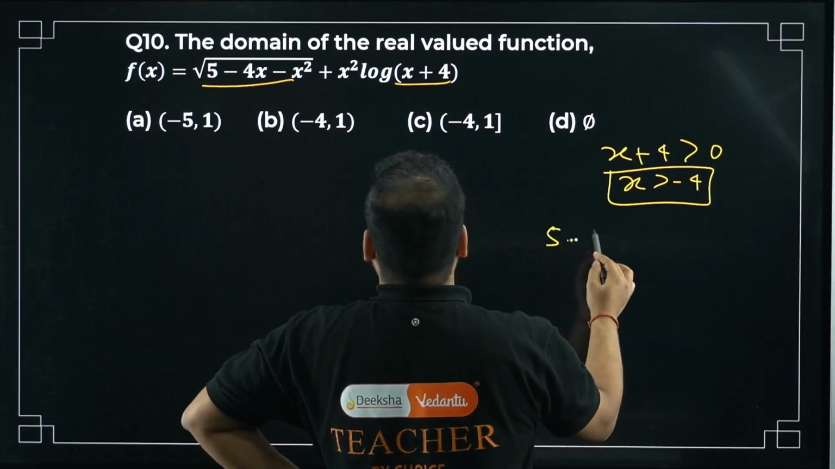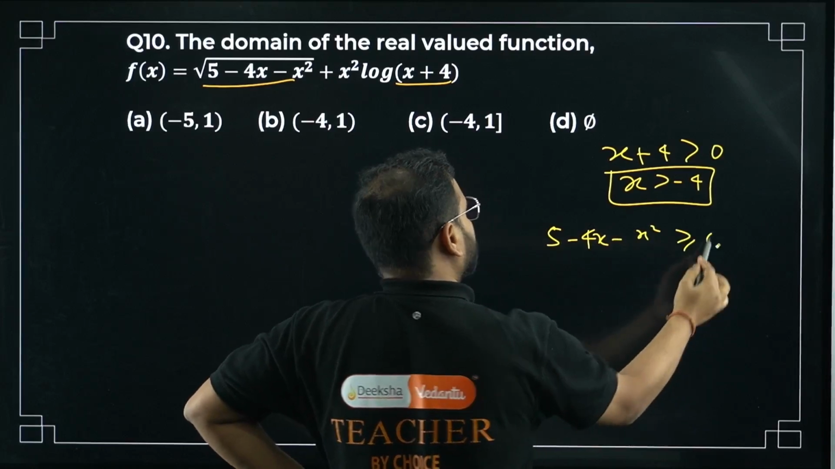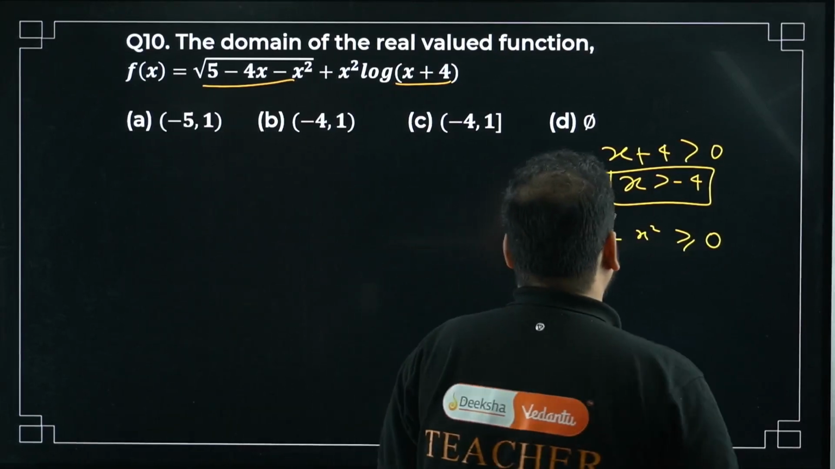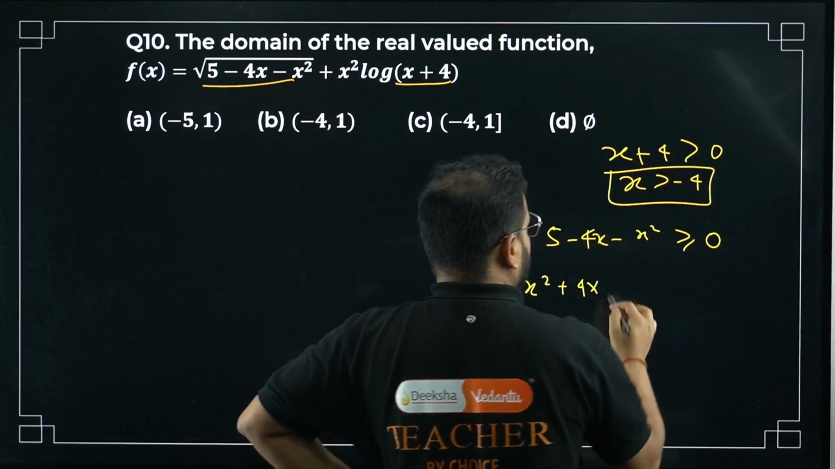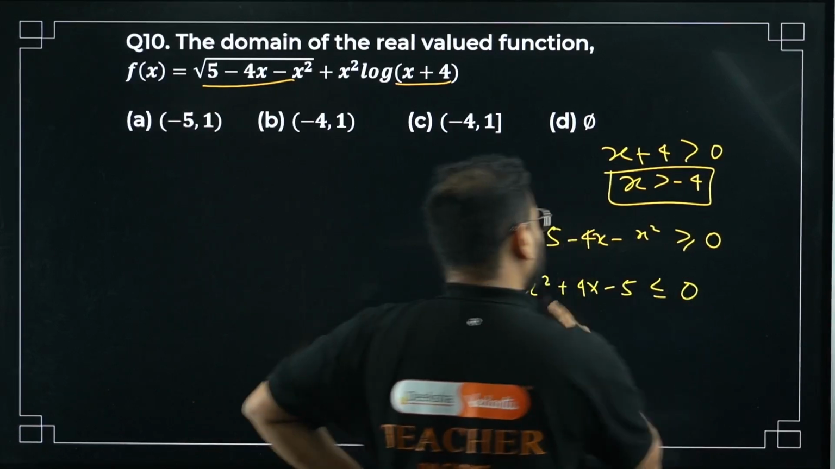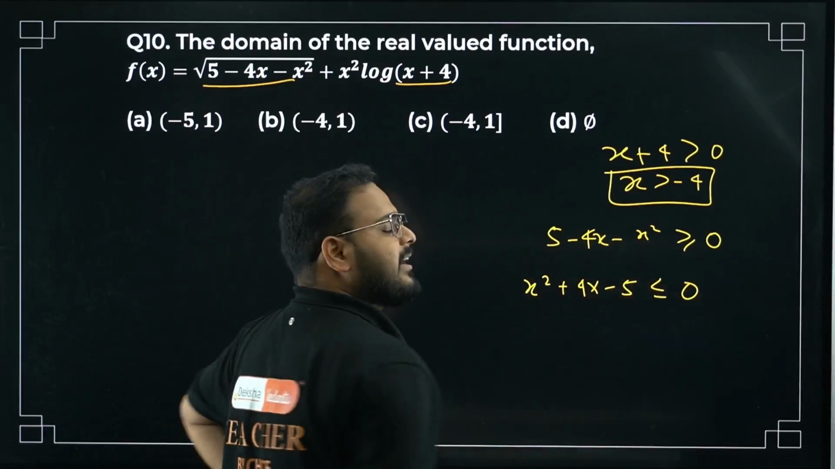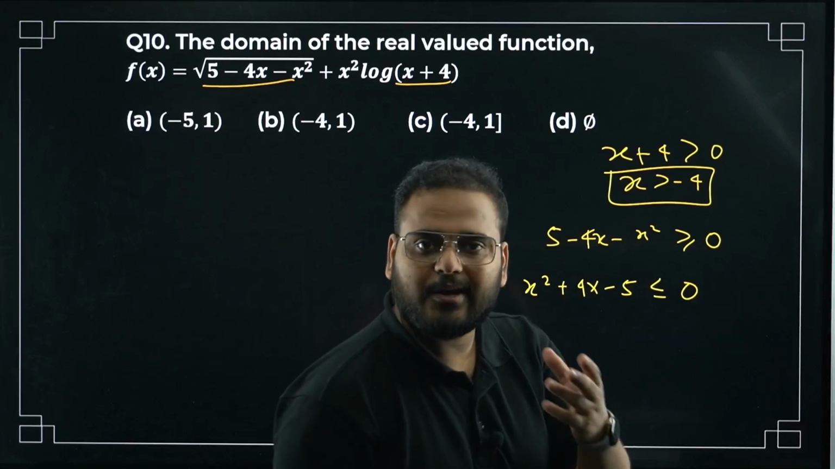So next, for this, I have 5 minus 4x minus x square should be greater than or equal to 0. I can write equal to also, yes, this is a numerator. Now I can change this thing. It will become x square plus 4x minus 5 is less than or equal to 0. How come? Making x square positive, bring everything to the other side, I'll multiply simply by a negative sign, so the inequality changes to less than or equal to. Clear, right? You know all of this.